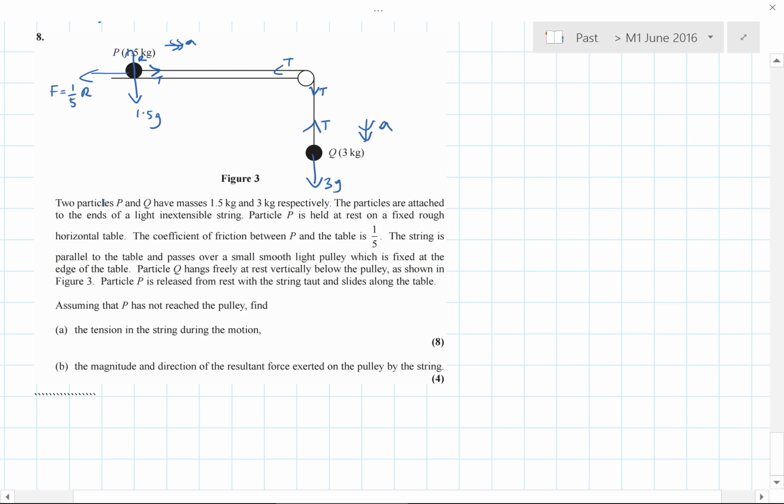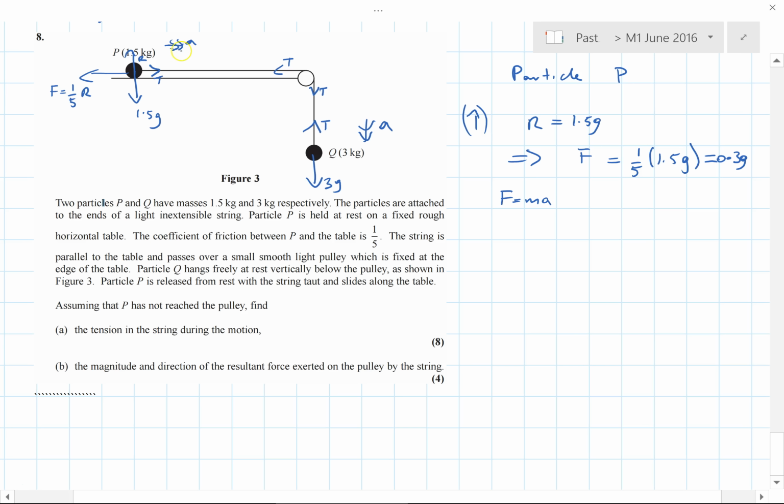And we also know that R, because if we're looking at particle P, we also know that R equals 1.5g because the forces are balanced vertically. So that means that F is equal to 1/5 of 1.5g, which is equal to 0.3g. So let's apply F equals ma to the two particles now, because we know what F is now, it's 0.3g.